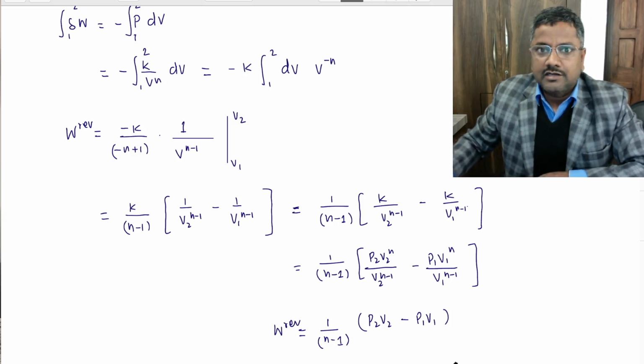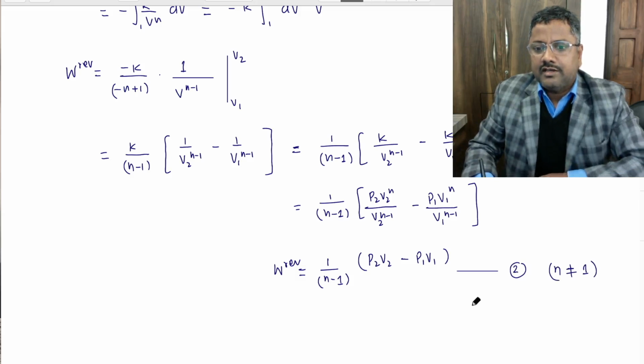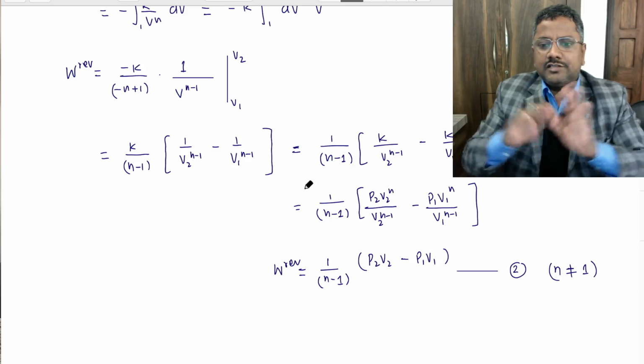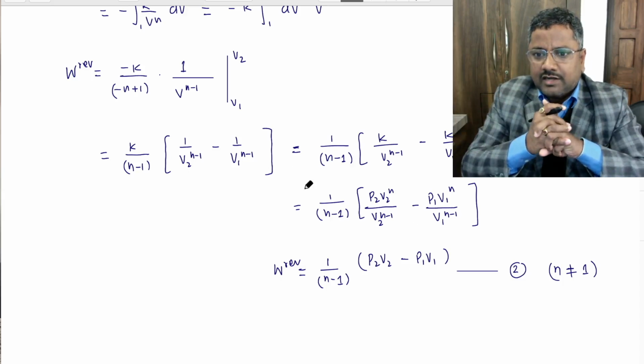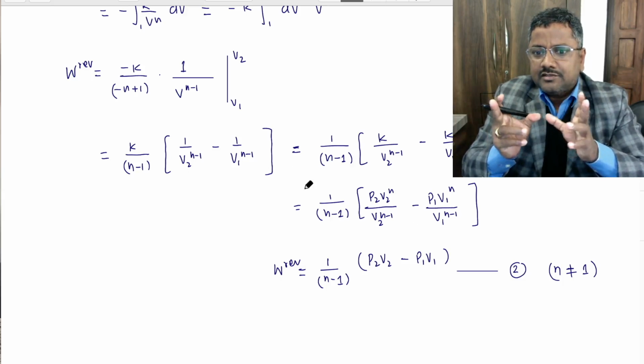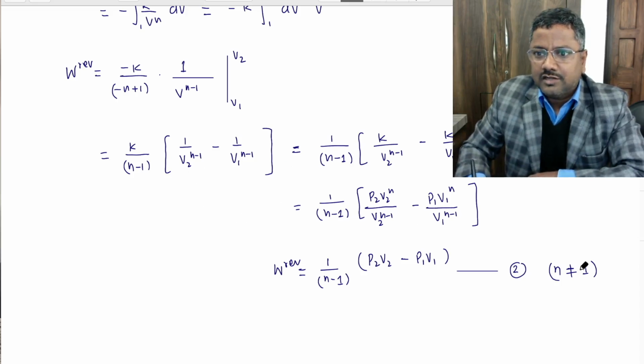So this is the formula for work, but n should not be equal to 1. n should not be equal to 1. So you can use this formula for any type of work calculation except the isothermal process. n should not equal 1, because n is equal to 1 is the isothermal process.